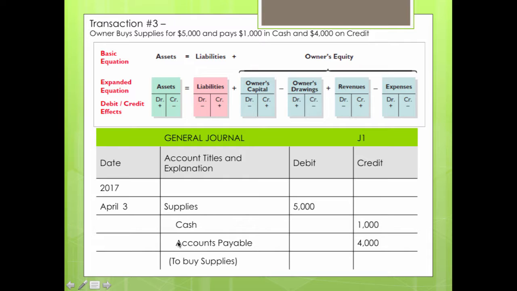So we record that as a credit, as accounts payable, indented to the right. And we record $4,000 under the credit column. And lastly, we add an explanation, in this case, to buy supplies, and we're done. Nothing drastically different. The only difference is that we have 3 lines under this journal entry.